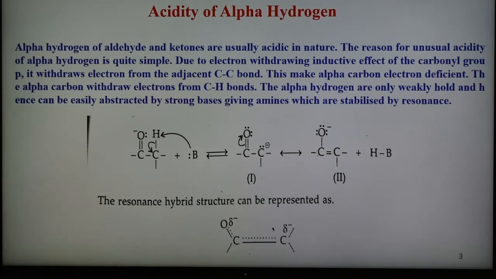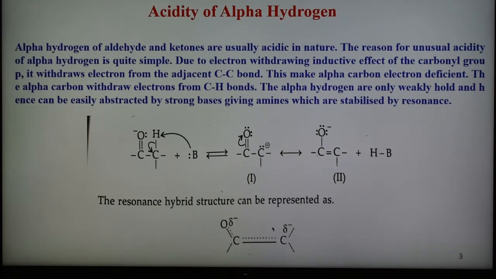The alpha hydrogens of aldehydes or ketones are generally acidic in nature. The reason for this acidity is quite simple. Due to the electron withdrawing inductive effect of the carbonyl group, it withdraws electrons from the adjacent carbon-carbon bond, and this makes the alpha carbon electron deficient. The alpha carbon withdraws electrons from the C-H bond, so the electron density in the C-H bond decreases. In other words, the alpha hydrogens are only weakly held and hence can be easily abstracted by strong bases, giving carbanions which are stabilized by resonance, as shown here.